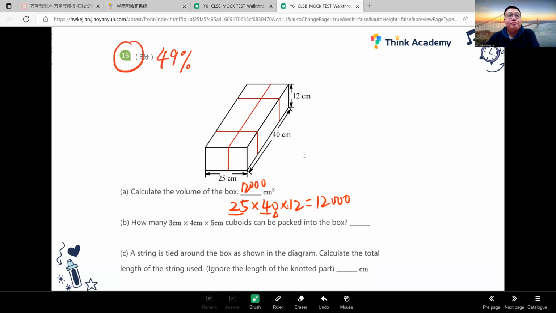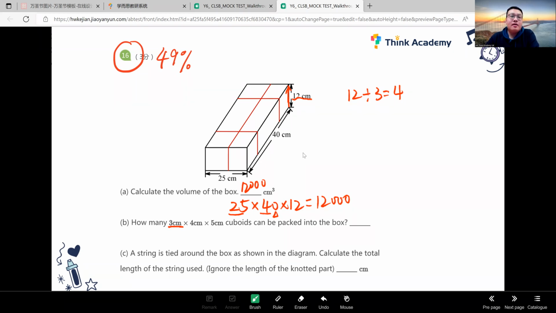Let's move on to the second one. How many 3 centimeter times 4 centimeter times 5 centimeter cuboids can be packed into the box? So for this one, we always start with some special numbers. Because if you take a look at 3, you know that 25 is not a multiple of 3. 40 is not a multiple of 3. But 12, it is a multiple of 3, right? So you're going to put 3 in this direction. Let's see, how many of 3 do we have in 12, guys? 12 divided by 3, you got 4. So that means you're going to have 4 layers.